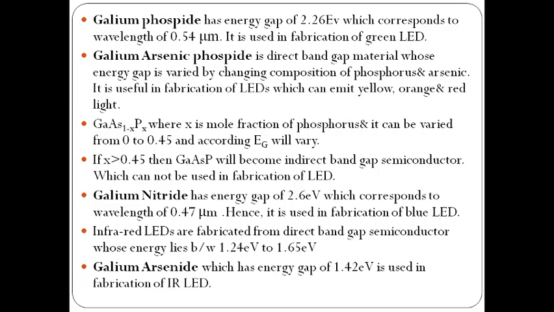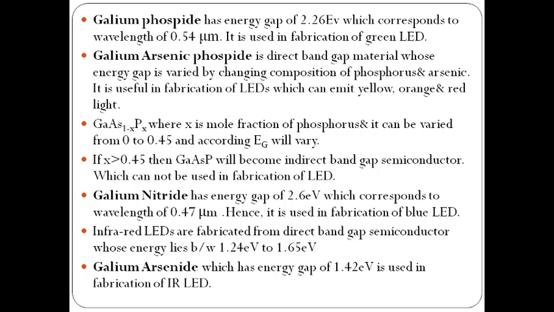And gallium arsenic phosphide is also a direct band gap material whose energy gap is varied by changing the composition of phosphorus and arsenic. So it is useful in the fabrication of LEDs which can emit yellow, orange and red light.